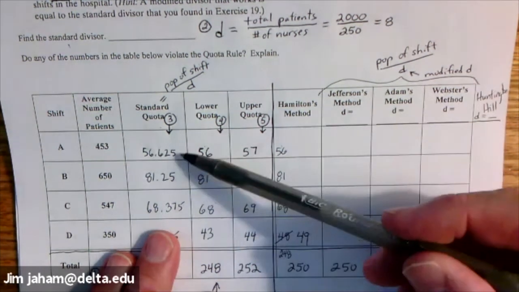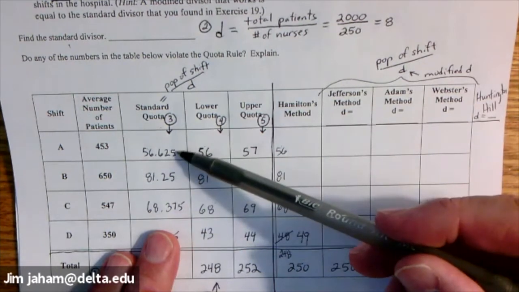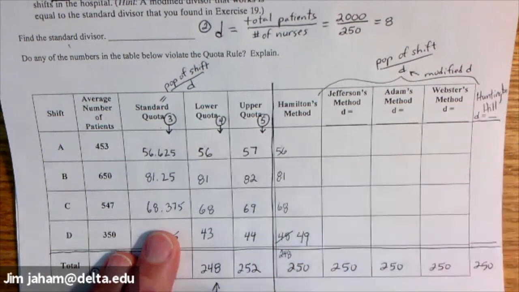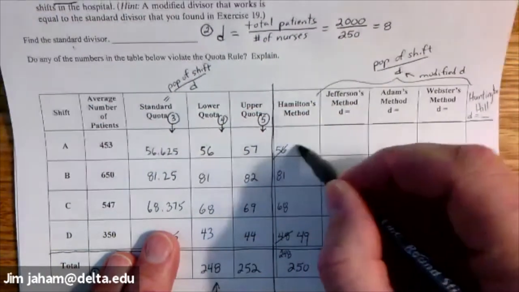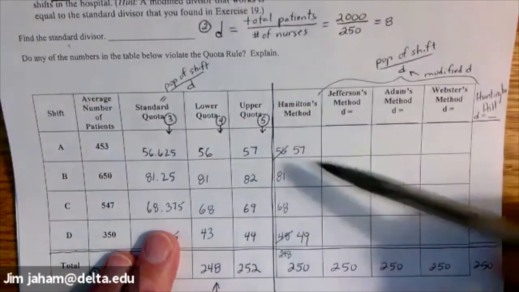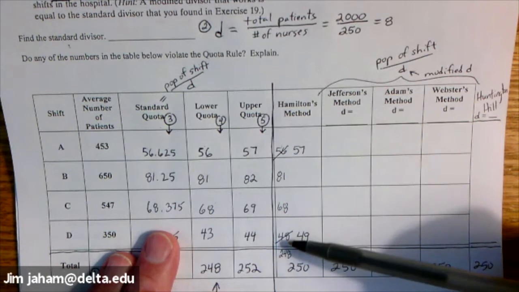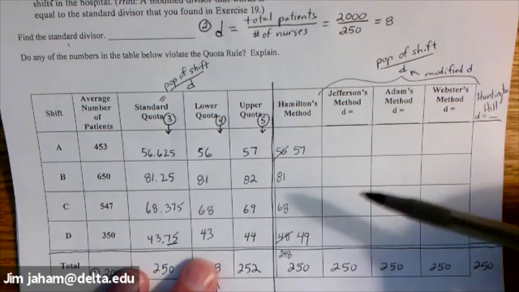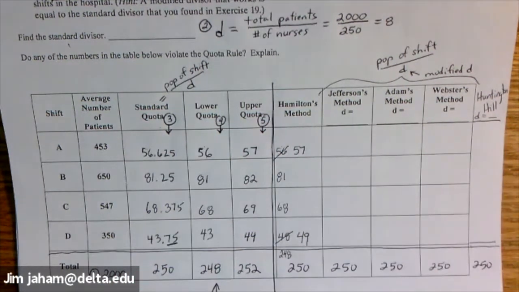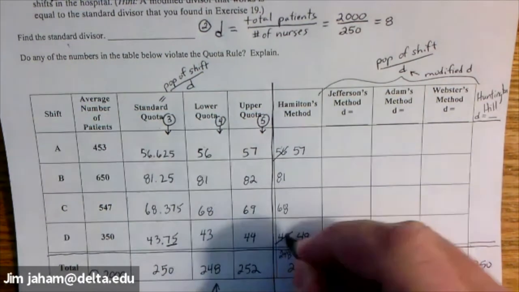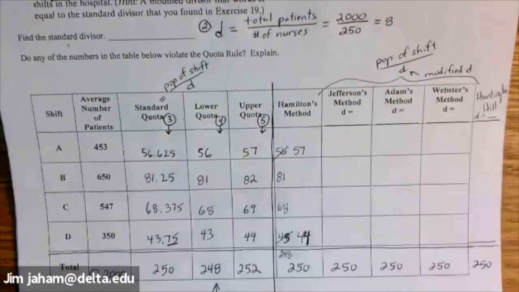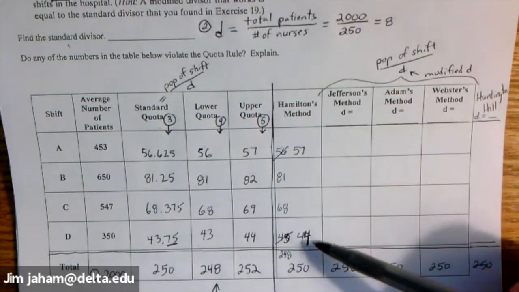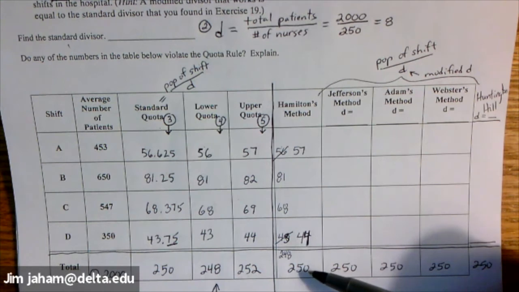Then we look at the decimal pieces that remain. And of the 0.625, 0.25, and 0.375, 0.625 is the highest, so we're going to bump this one up to 57. So we bumped 56 up to 57, adding one. We bumped up 43 to 44. All right, guess I should put my glasses on. It was 43, and we bumped it up to 44. And then 57, 81, 68, and 44 should add up to the 250.